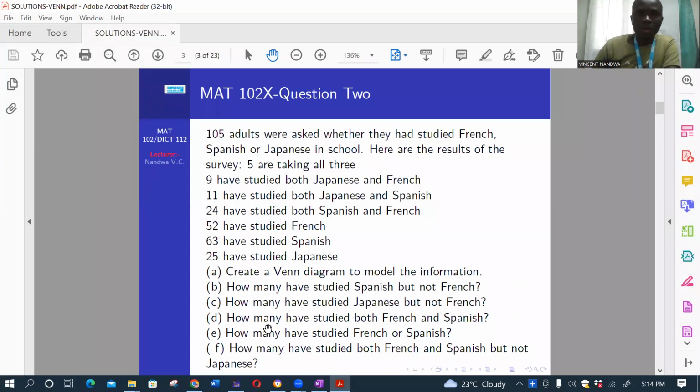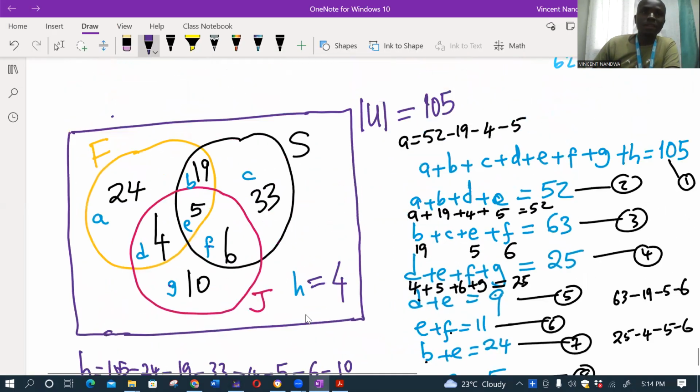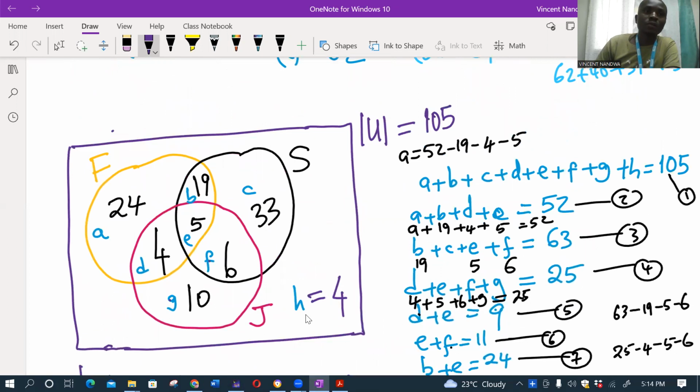The question was how, okay, so we have skipped part D. So D is how many have studied both French and Spanish. So both French and Spanish means F, S. So where F meets S, F is the yellow circle, S is the black circle. So yellow and black meet in this section. So therefore the answer to D would be given by 5 plus 19, which is 24.